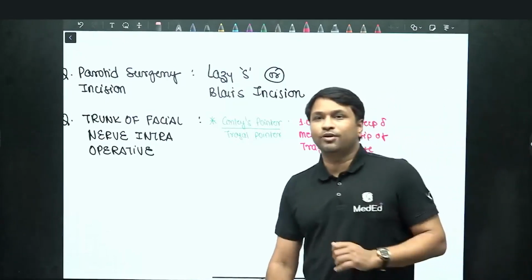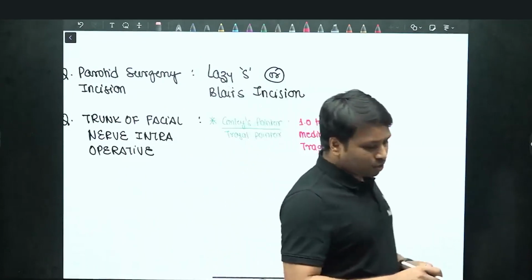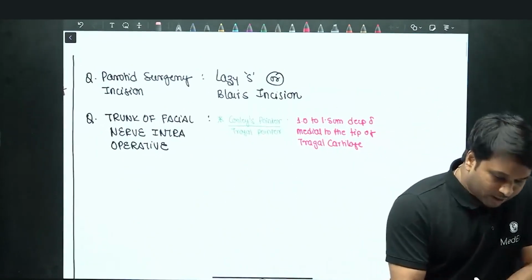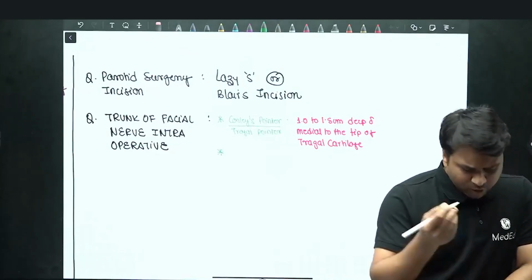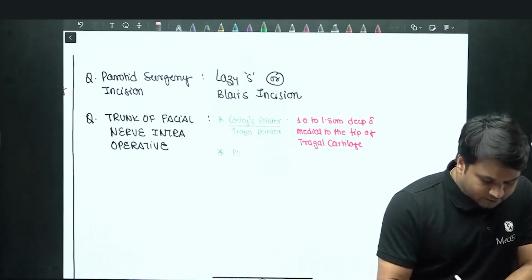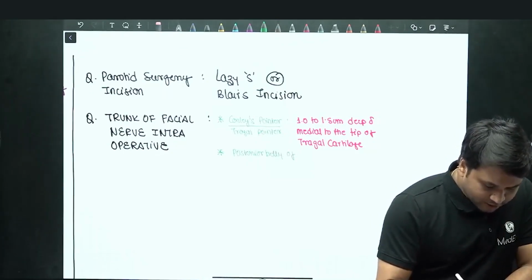It is 1 to 1.5 centimeters deep as well as medial to the tragal cartilage. That is your Conley's pointer. Another one can be felt on the superior border of the posterior belly of the digastric muscle.